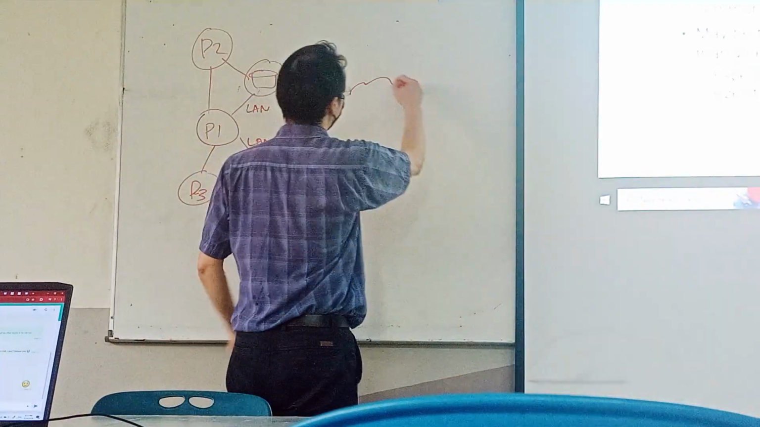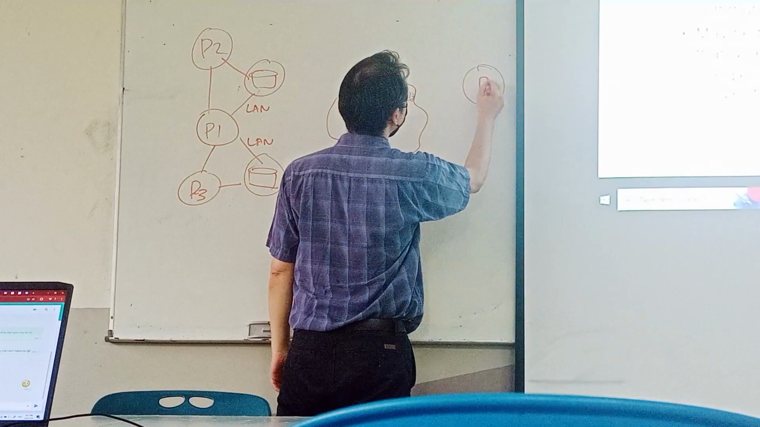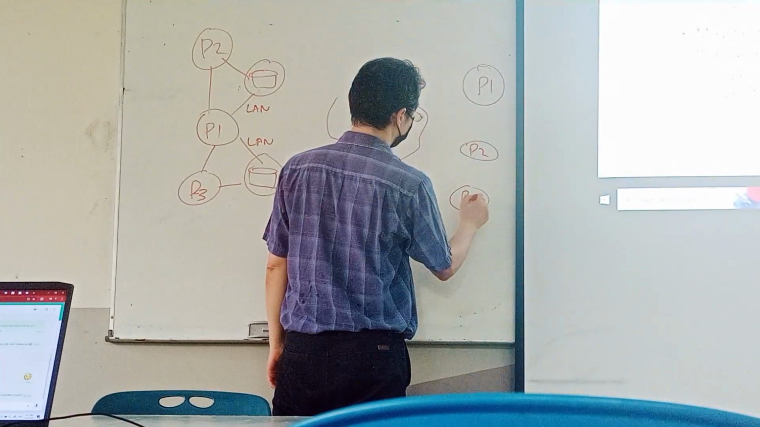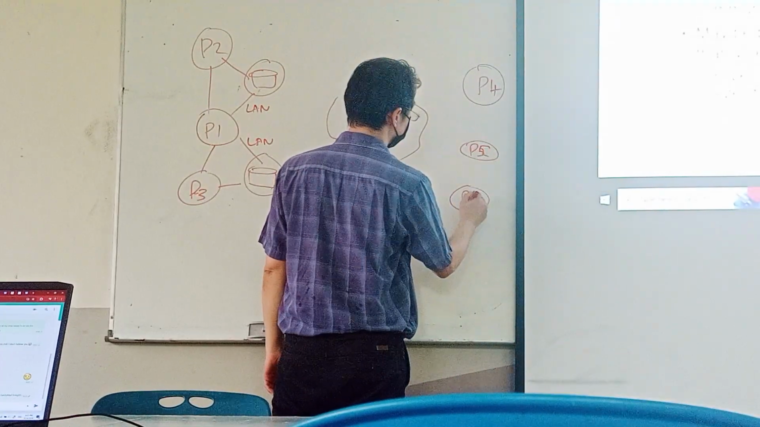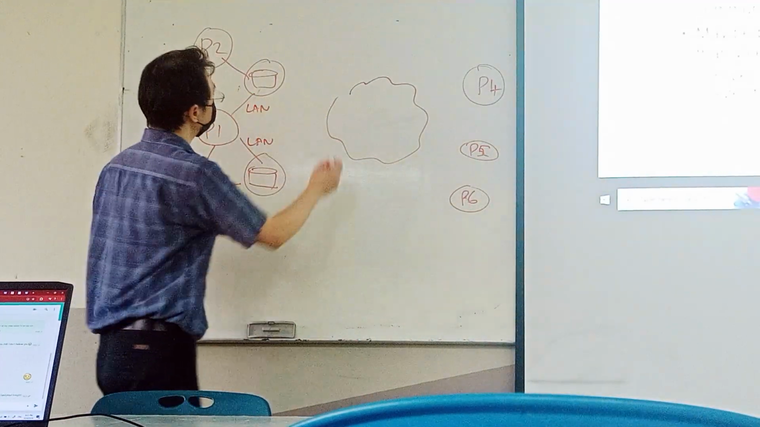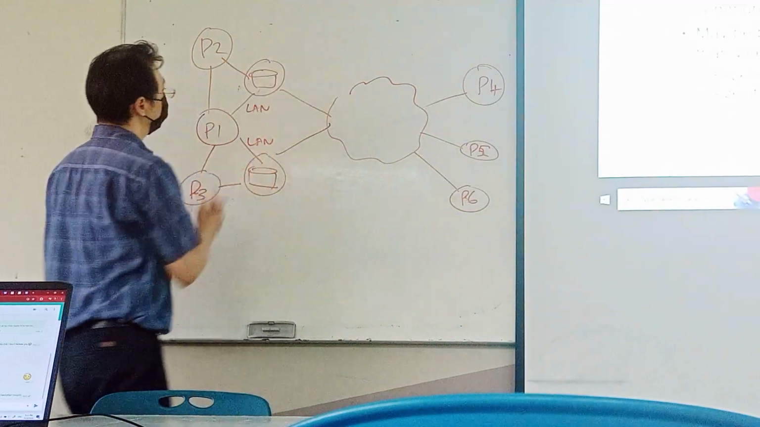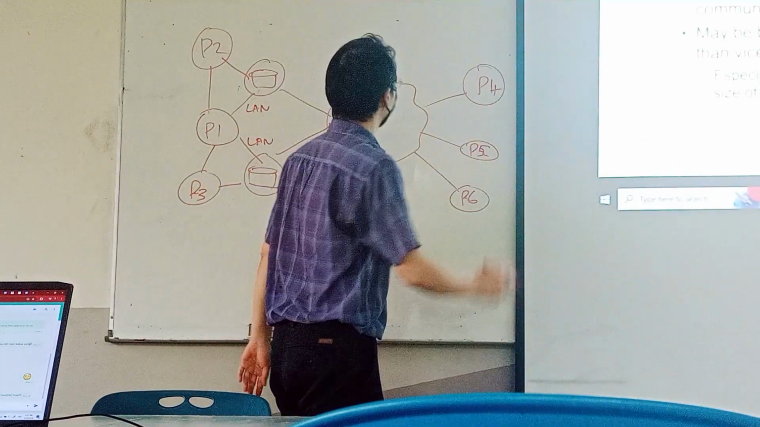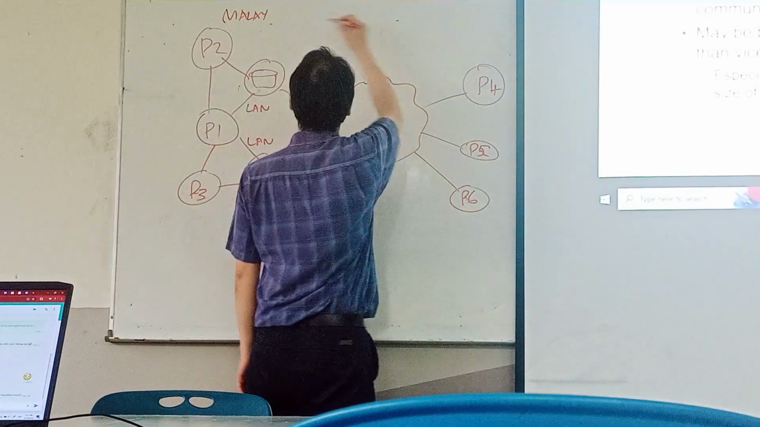Let's say this is the cloud, and we have another process here, P1, P2, P3. Sorry, I should say this one P4, P5, P6. And they are also using this database. This database and that database, but they are maybe very far apart. Maybe this one is in Malaysia, this one is in Japan.